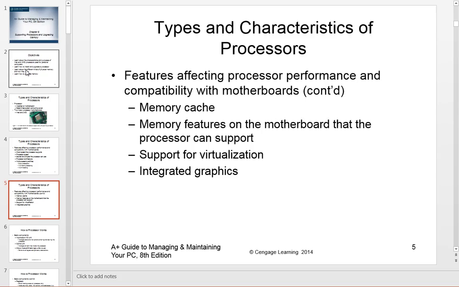Some more on that: memory cache, memory features, the support for virtualization. This is important if you're upgrading to Windows 7 because they had something called XP mode, and you had to have virtualization enabled. Only in 64-bit operating systems was this available. It's important to know what you're buying so that if you need to support virtualization, you can. This is support for virtualization integrated within the processor itself, not an add-on like VMware Player or one of these free players. Integrated graphics depends on the use of the computer that you're dealing with, so something to keep note of.